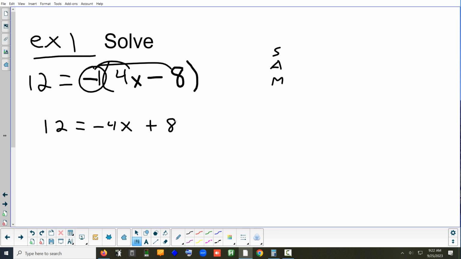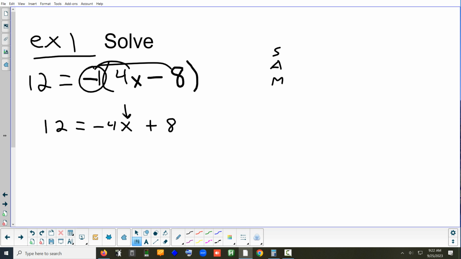Is there any combining like terms on the same side? No. First of all, you have a 12 that's all by itself, and then you have a number with an x and a number without it. So we can't combine like terms. So the next step we go to is the A step, adding or subtracting. The goal eventually is to get the x by itself. Is there any adding or subtracting we can do to start to get things away from that x?